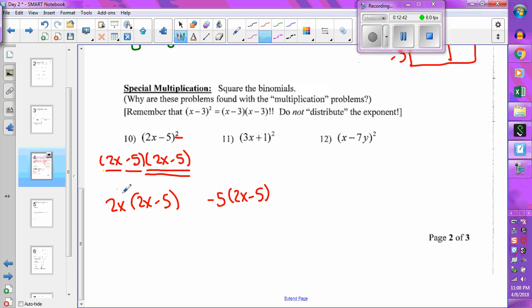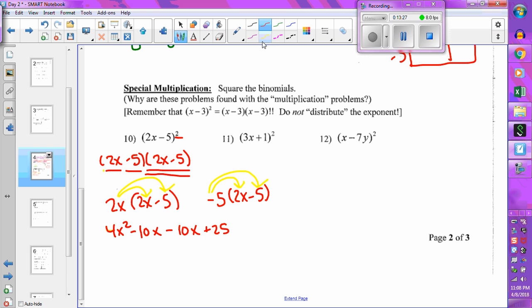And then guess what we get to do? We get to distribute. Yay! So you get to take your number outside the parentheses and distribute. Okay? So if we were to multiply the 2x times 2x, it's going to give me 4x squared. My 2x times a negative 5 is going to give me a negative 10x, right? My negative 5 times this 2x is going to give me a negative 10x. And my negative 5 times my negative 5 is going to give me a positive 25.